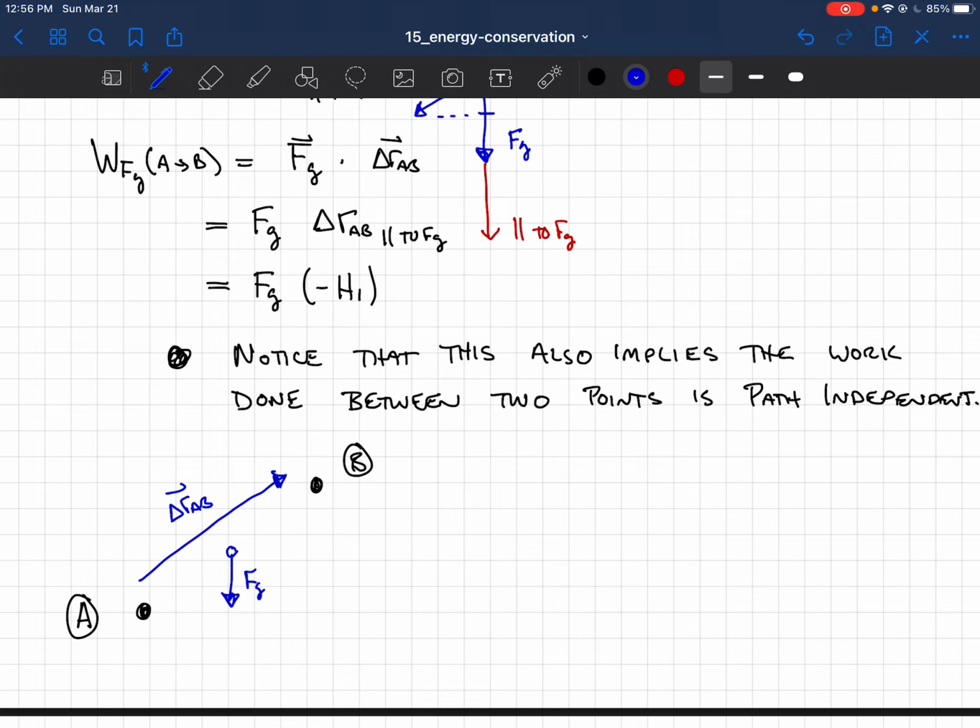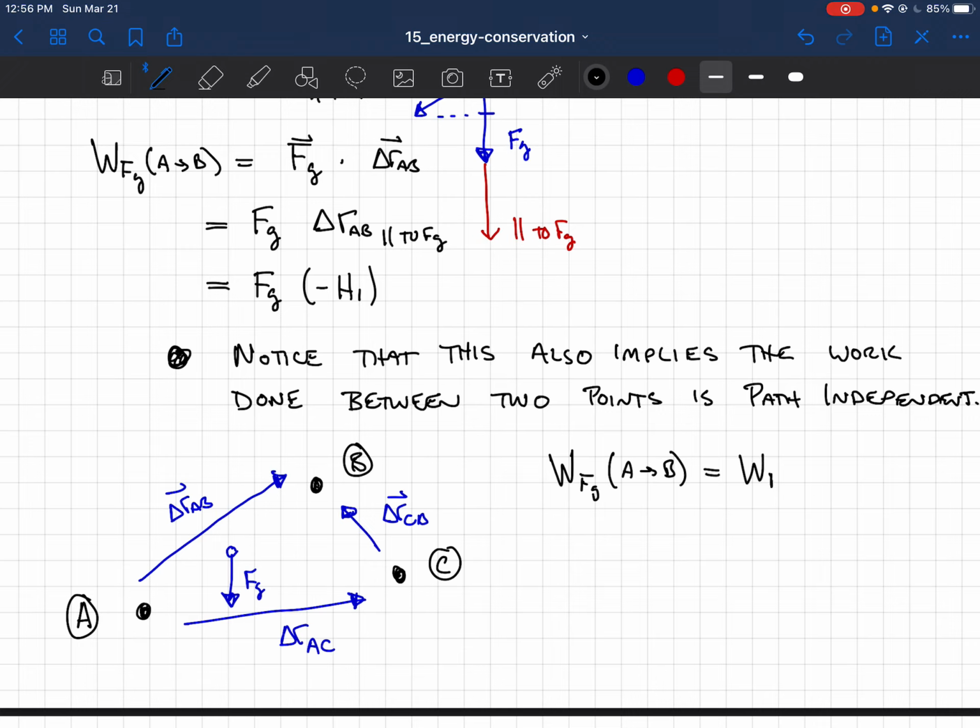But the question is, is the work done as you go from A to B exactly the same along this path as it is around some other path? Well, we can show that by choosing some arbitrary point, C, and saying, okay, I want to go in a different way. I want to go from A to C, and then from C to B. So that's an alternative path from A to B. Well, you can see that the work done by the force of gravity from A to B is equal to the work done by the force of gravity from A to C to B.